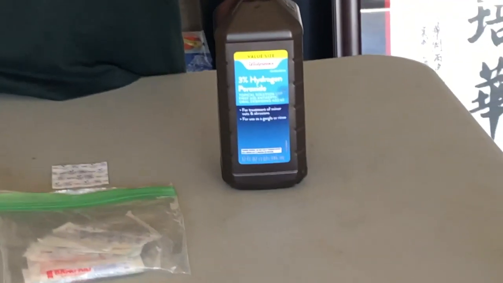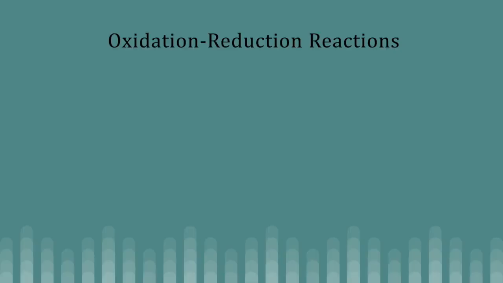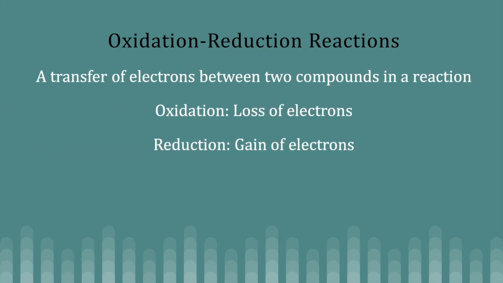Now, you may not know what an oxidation reduction reaction is, so let me further explain that part. Here's the detailed explanation on oxidation reduction reactions. Oxidation reduction reactions are the transfer of electrons between two compounds in a reaction. Oxidation stands for the loss of electrons, while reduction is the gain of electrons.